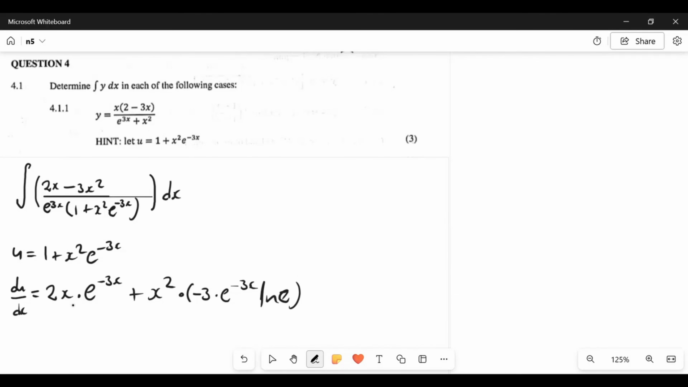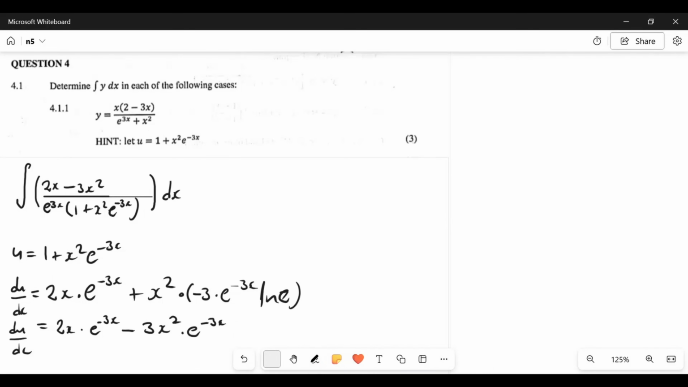So as you can see, this needs to be simplified further. So let's simplify it further. If you continue here, we can say du over dx is equal to 2x multiplied by e to the power of negative 3x minus, because if you multiply with this negative here throughout, everything's going to be minus. So we're going to be left with 3x squared multiplied by e to the power of negative 3x, because ln e is equal to 1. Right, so this is what we have at the moment.